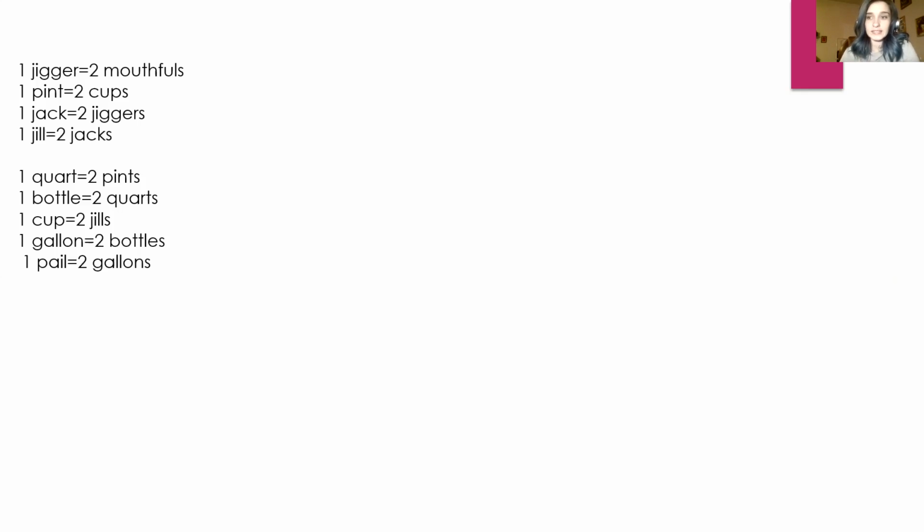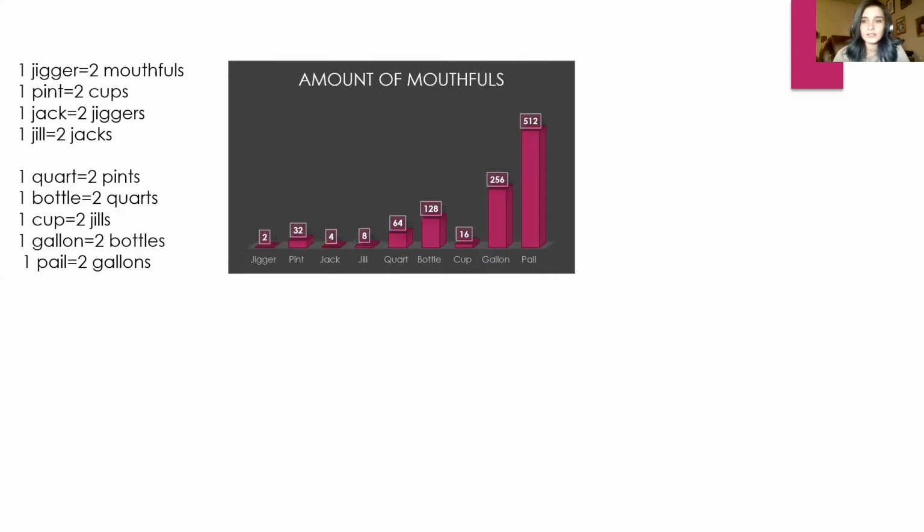We're going to put all of these in terms of mouthfuls because that's the smallest unit, so I know that all of them have at least one mouthful in them, so that way we can all be in the same measuring unit, so we get unity together. I've put this in a line graph to see how many we have. We've got 2 mouthfuls in a jigger, 32 in a pint, 4 in a jack, 8 in a jill, 64 in a quart, 128 in a bottle, 16 in a cup, 256 in a gallon, and 512 in a pail.